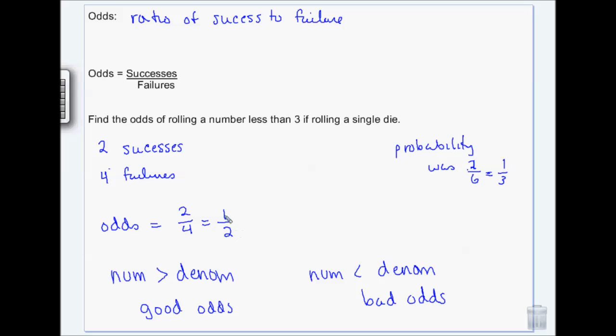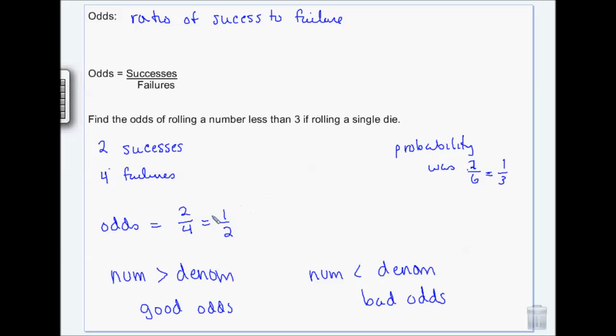That's why odds are a little bit more specific than probability. Probability tells me I have a 33% chance of rolling a number less than 3, but odds tell me that every 3 times I roll, I'm going to fail twice. Does that make sense? It puts it a little bit more in perspective. They're telling me the same thing, kind of, but this puts it more concrete.